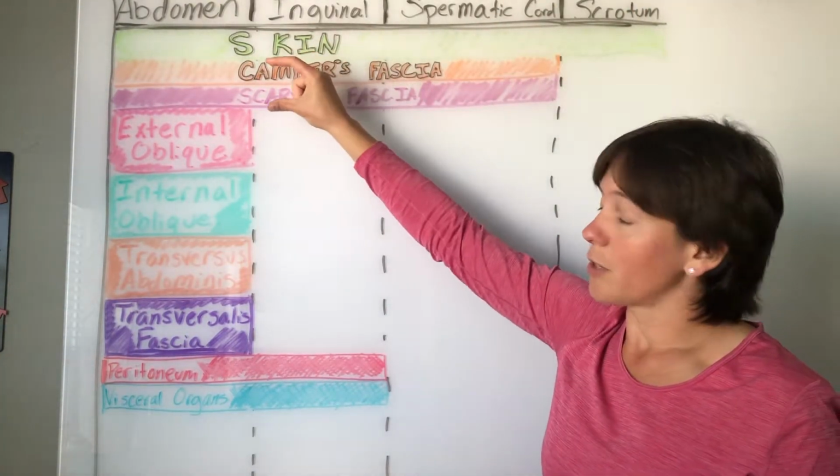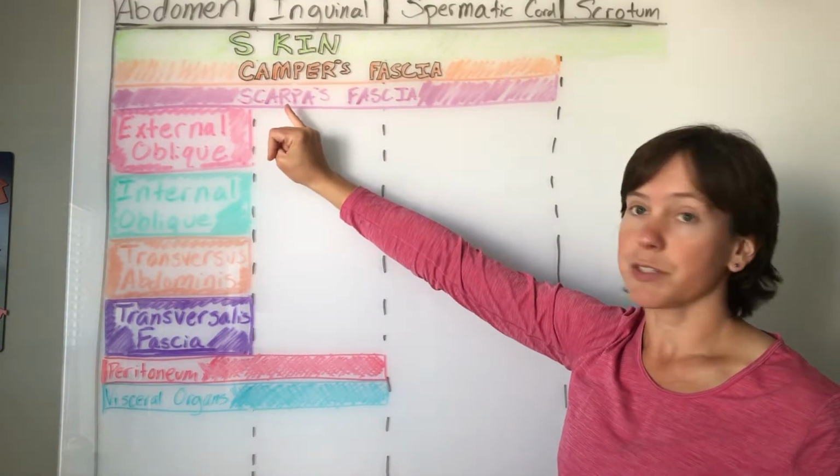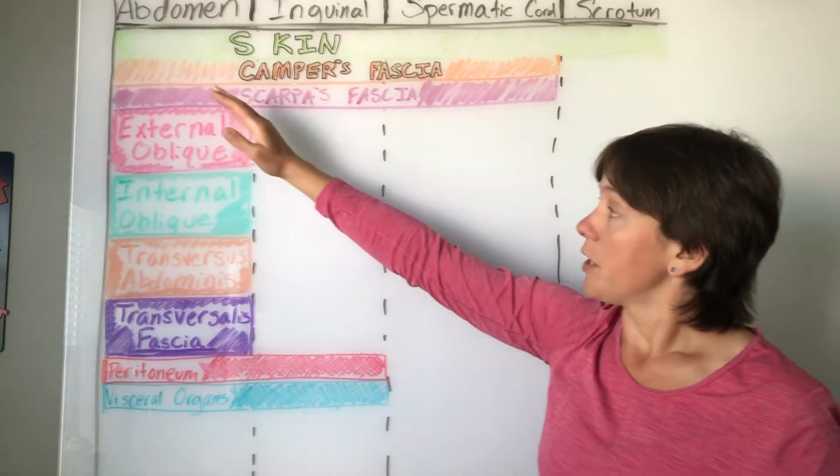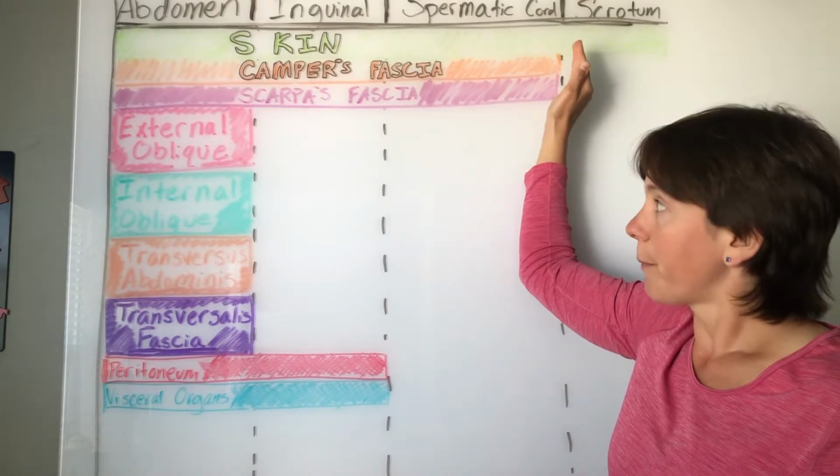Next we'll have our two layers of fascia, the Camper's fatty fascia and the Scarpa's fibrous fascia, and those will continue all the way and end at the spermatic cord.